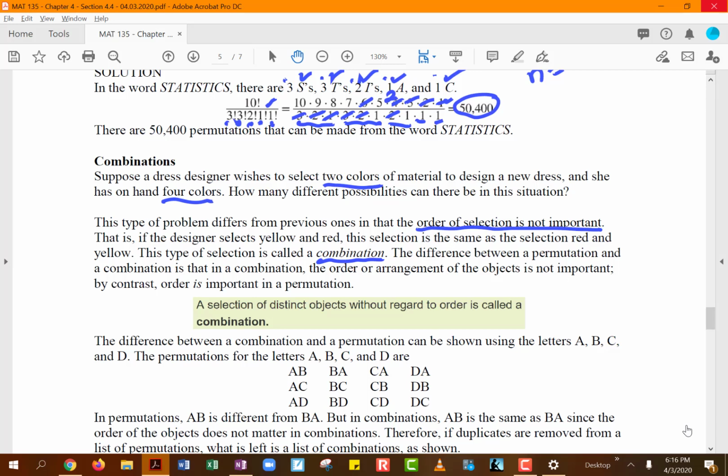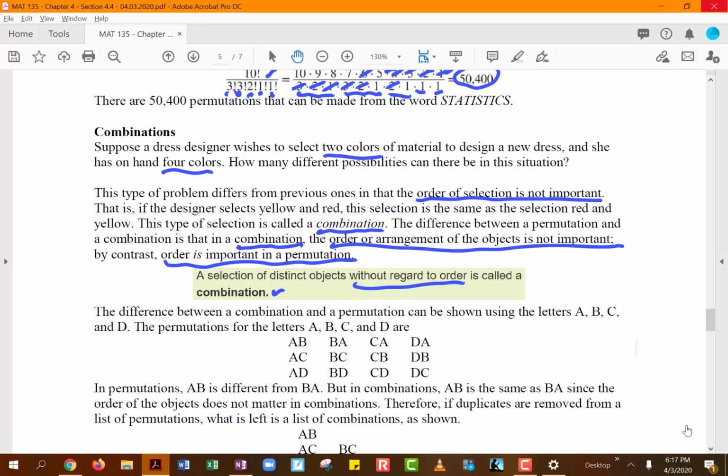So basically, the order or arrangement of your objects is not going to be important when you're talking about a combination, but order is important when you're talking about a permutation. So a selection of distinct objects without regard to order is what we call a combination. All right, so let's take a look at this little set of examples that we have.